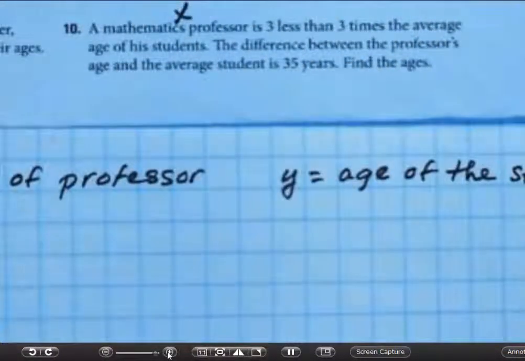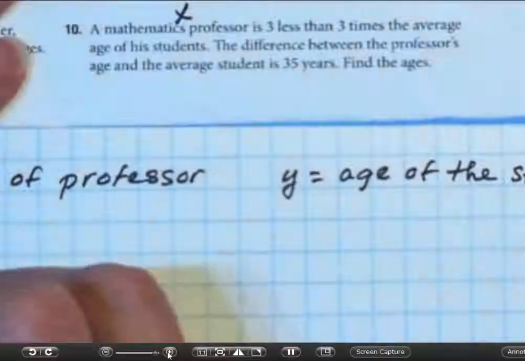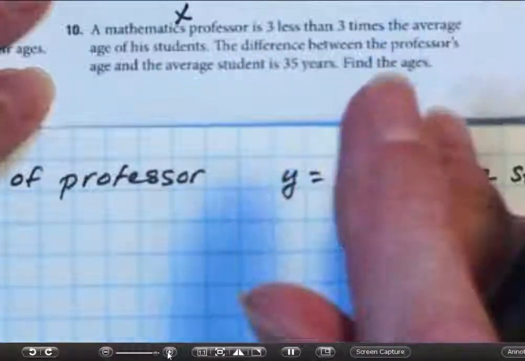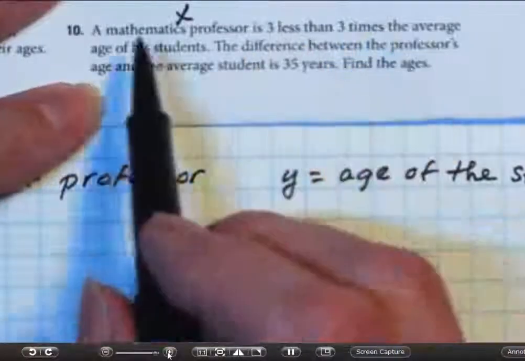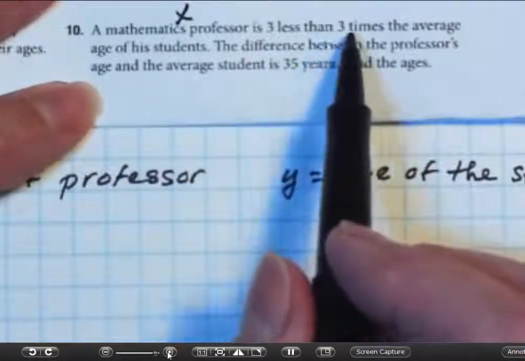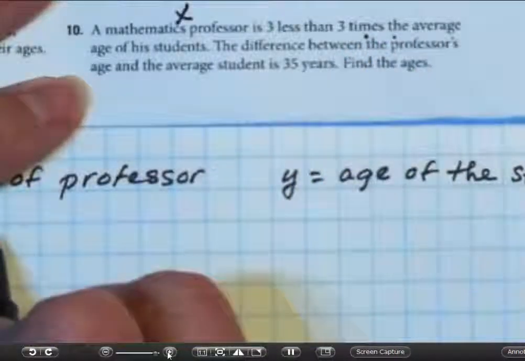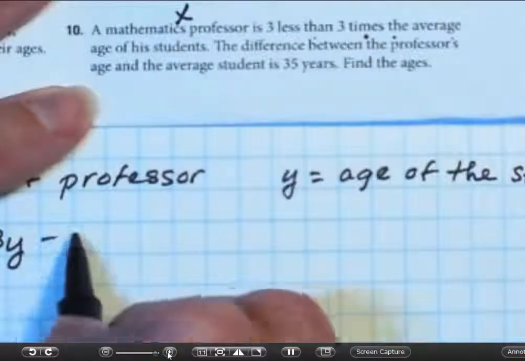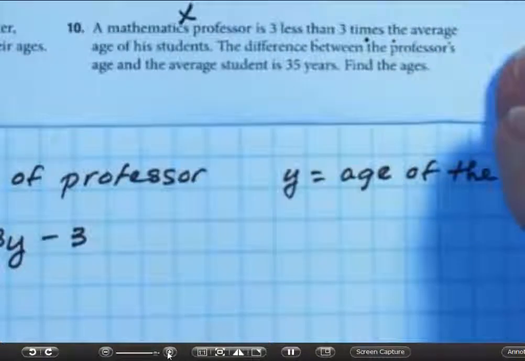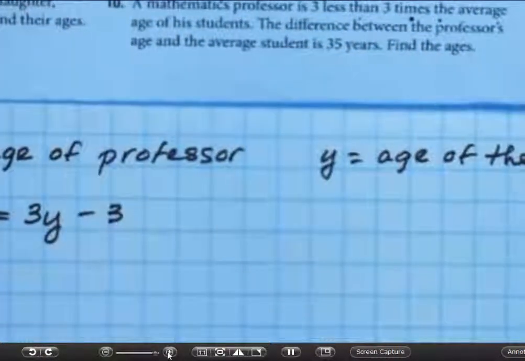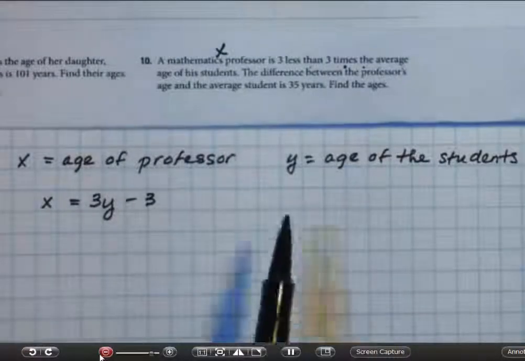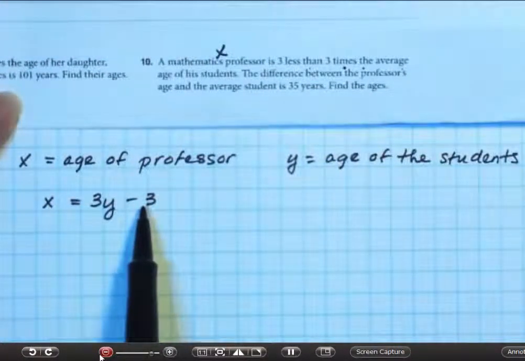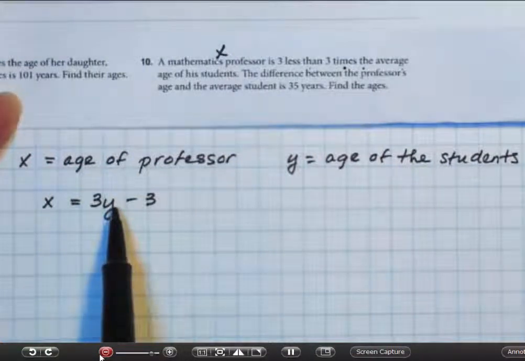Okay, then we're going to start reading the problem here, and it says that the professor is, so the professor is X, the professor is equal to 3 less. That means I'm going to be subtracting from 3 times the average age of the students. So first of all, I need 3 times the average age of the students, so that means 3y, and then it says the professor is 3 less than that, so that's where we subtract the 3. So the age of the professor is X, the average age of the students is Y, and the professor is 3 less, that's why we're subtracting 3, than 3 times the average age of the students. So that's our one equation.